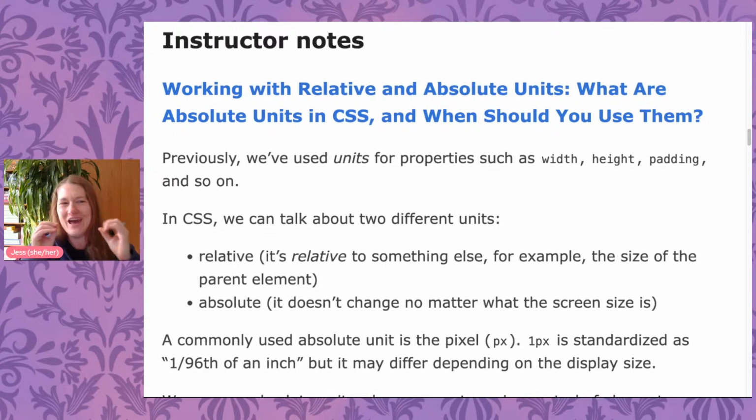So we have units of measurement in CSS, and there's two types. A relative unit is relative to something else. It can be the viewport. It can be the parent. But an absolute unit is always the same. I like to say a pixel is a pixel is a pixel. A pixel will always be the same size, while relative units will scale.